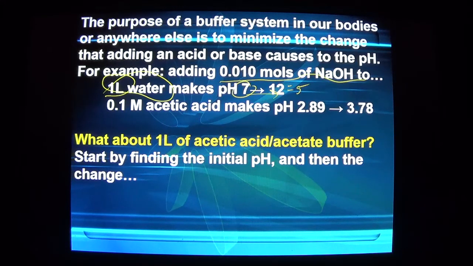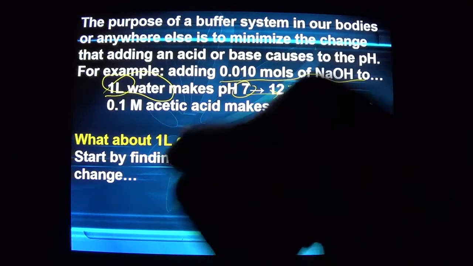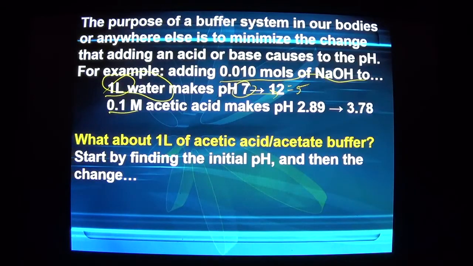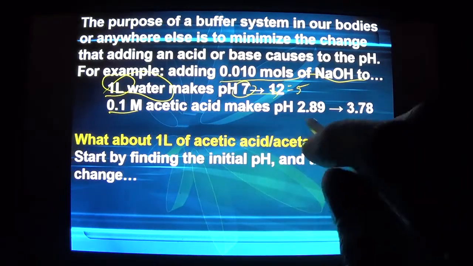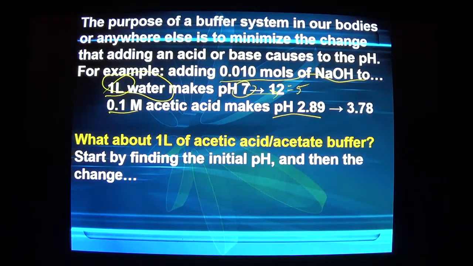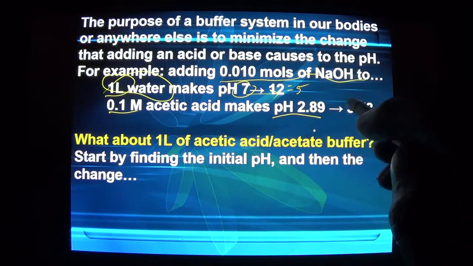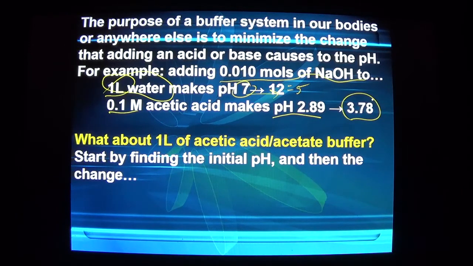Now, what if instead of water, I start with acetic acid, a 0.1 molar solution, which does not sound very concentrated. But if I start with a 0.1 molar solution of acetic acid, that starts at a pH of 2.89. If I add that amount of sodium hydroxide to it, I end up with a pH of 3.78. So starting with an acid means adding that base to it changes the pH by less than 1 pH level. So that's a less than 10 times change there.